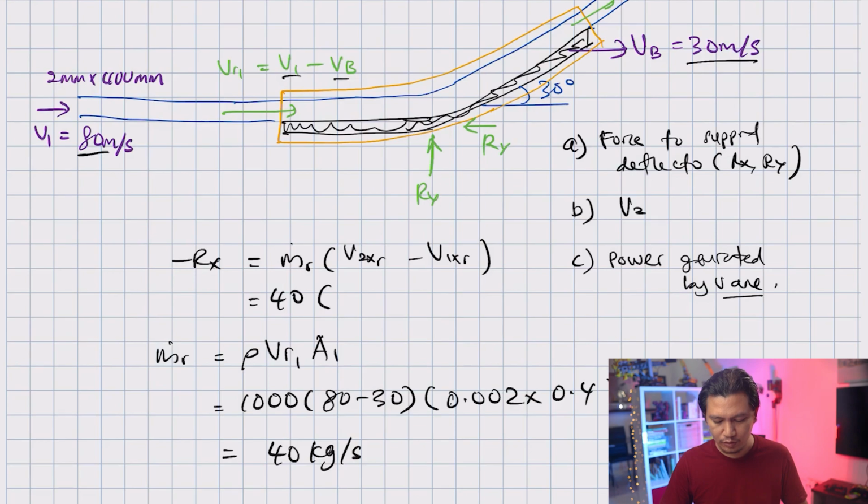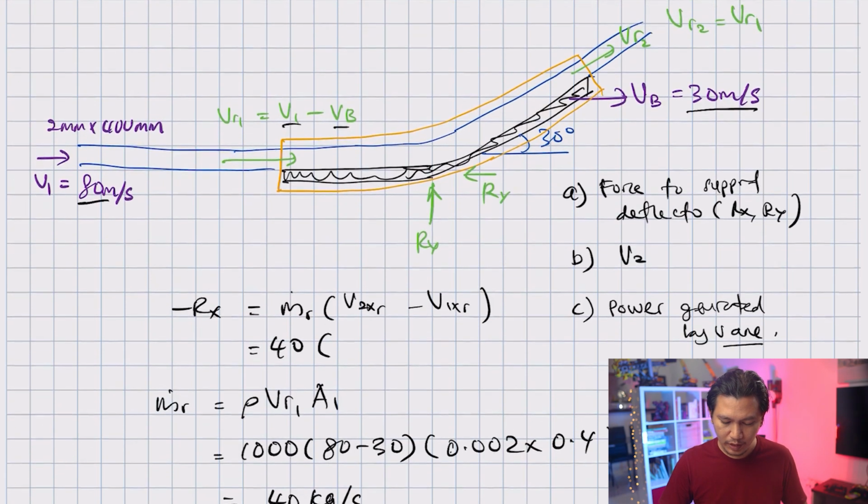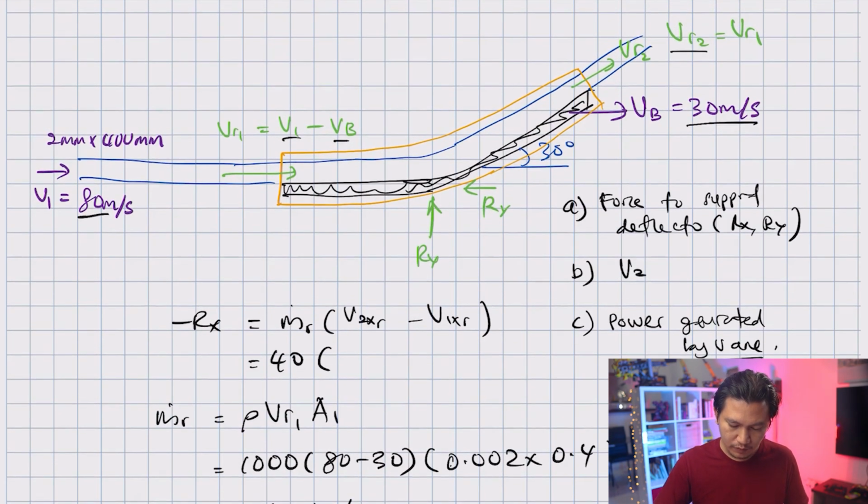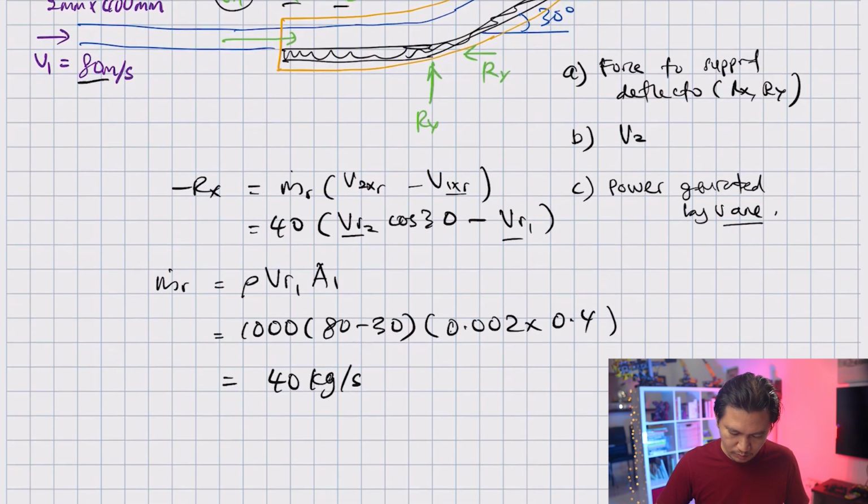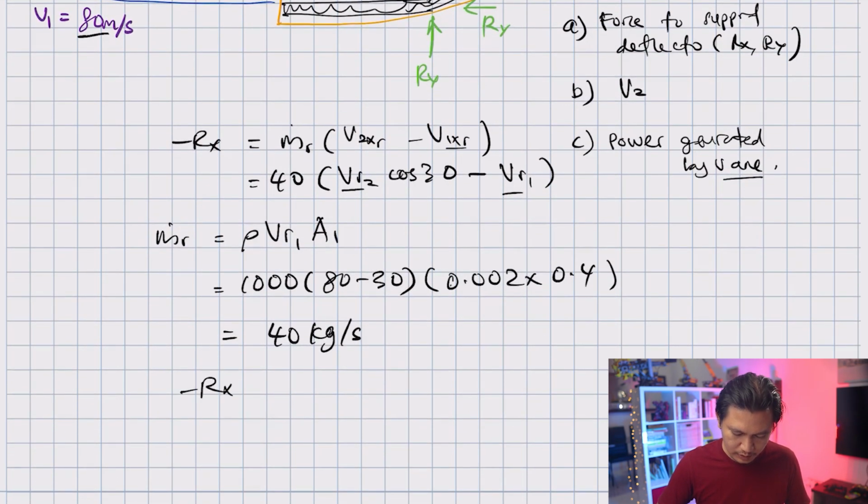What is our V2x relative? V2x relative is simply VR2 cos 30. Alright, so this is VR2 cos 30 minus V1xr. So this is relative velocity at point 1 in x direction. So we only have VR1 here. So this is minus VR1. We also know that VR2 is equal to VR1.